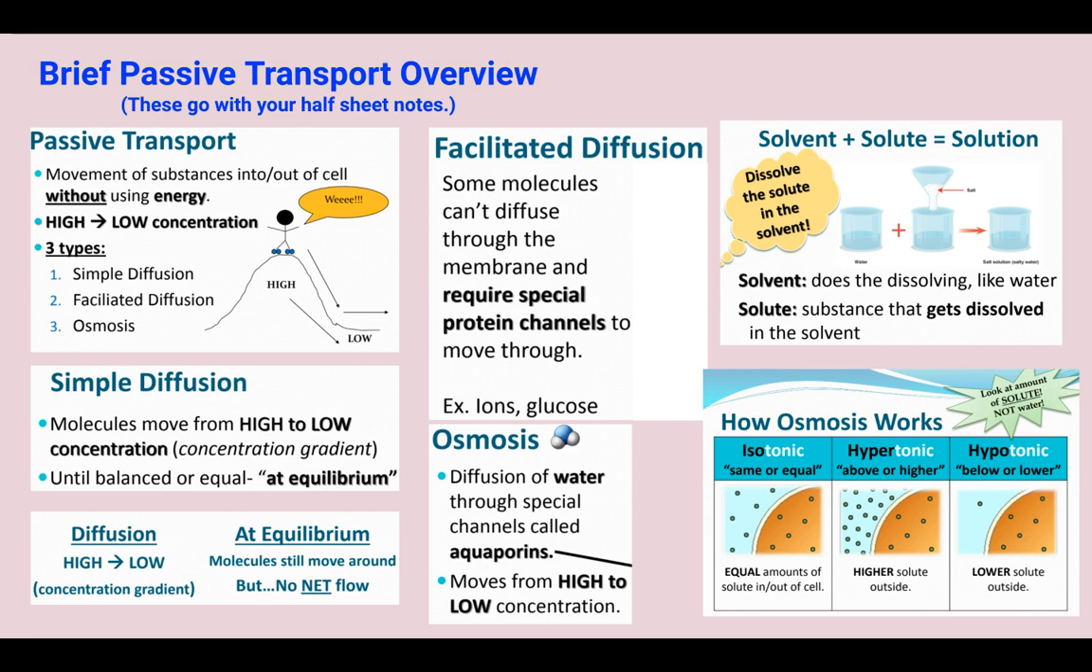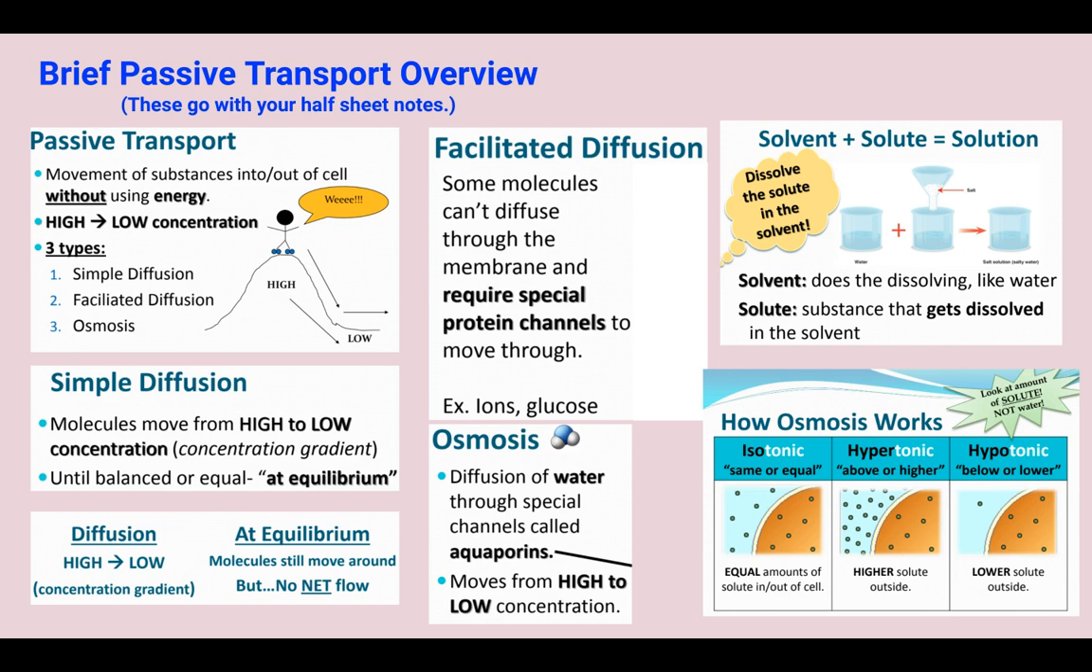Okay, so we're going to look at how osmosis works. And when we're looking at osmosis, we're going to be dealing with the solutes, not the water. So we're going to be looking at the salts, the sugar, whatever it is that's been dissolved in the water. That's what we're going to be tracking. So with osmosis, there are 3 different types of solutions: isotonic, hypertonic, and hypotonic.